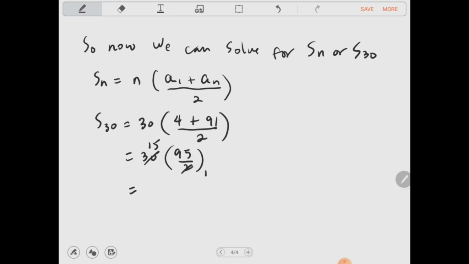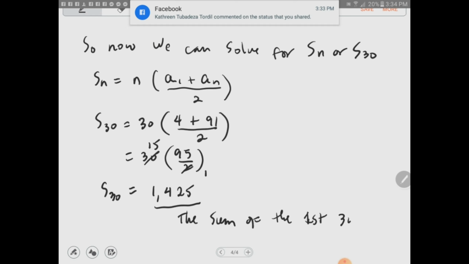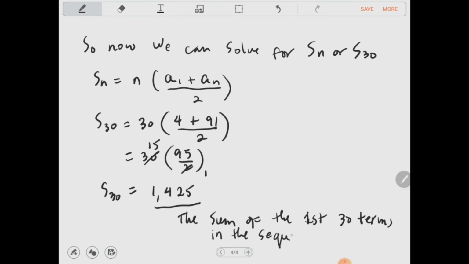We can cancel 30 and 2 by dividing the two numbers by 2, because that is their common factor. So 15 times 95, we come up to 1,425. So this number here is the total, or the sum, of the sequence from the first term up to the 30th term.